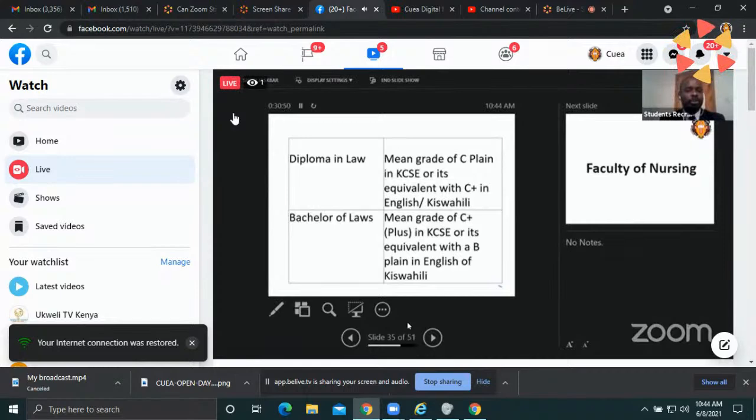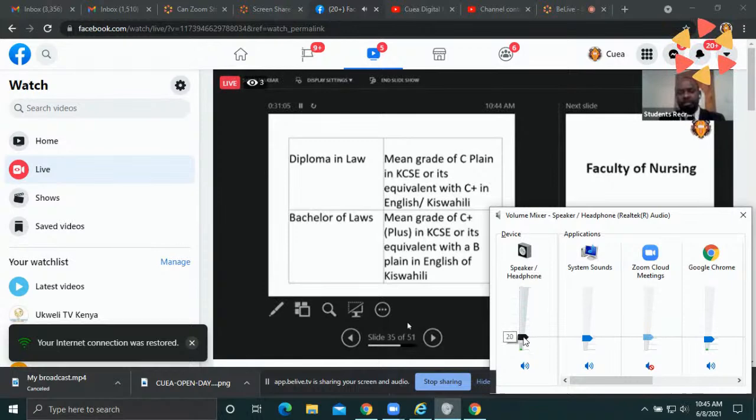For example, political science, Bachelor of Commerce, or other social sciences, but at least they have some interest in law, but do not meet the minimum requirement for the program of laws. So in those categories, if you are interested or you feel like you are moved and you'd want to study other programs related to law, you are still welcome to study the diploma in laws.